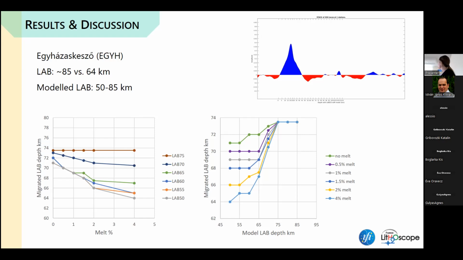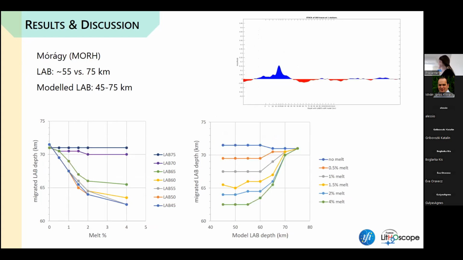And if we look at the curves which represent the modeled LAB depth, we can see that when we assumed an LAB depth of 75 kilometers, the curve is quite flat and there's no change. We see similar things in the diagrams of the Nóra station. The modeled LAB depths were between 45 and 75 kilometers, but then again at 75 kilometers there is a maximum above which there is no change. There's no change no matter how we vary the melt content.